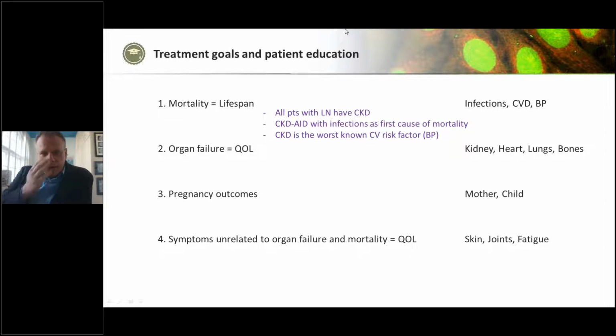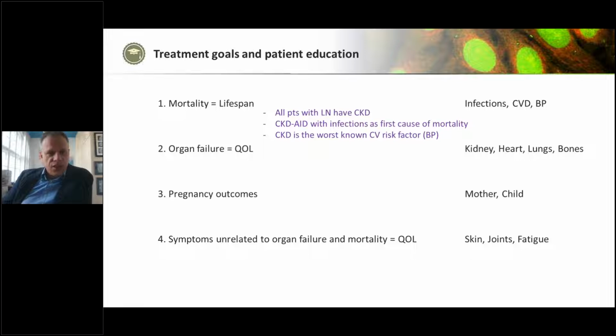Okay, and how do we do that? I mean, the first goal, if you deal with patients, is always to limit mortality. And in lupus patients, they die from infections, they die from cardiovascular disease, and from high blood pressure. And we have to address all of these things. Yeah, so all of our patients have CKD. This is important. They have the CKD-associated immunodeficiency. So that means vaccination is absolutely important, and infection control. And as we know that CKD is the worst known cardiovascular risk factor, we have to be very cautious about their lipids, their blood pressure, all of these things, even if it's a 20-year-old female.